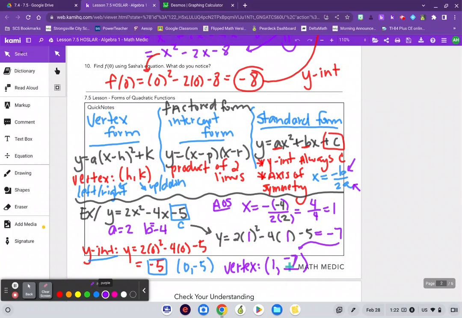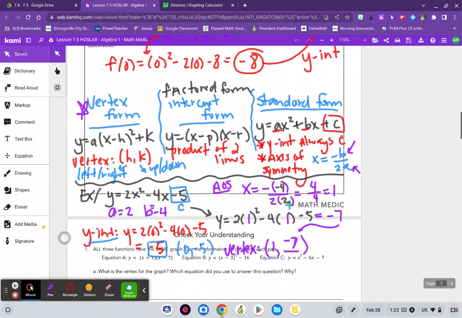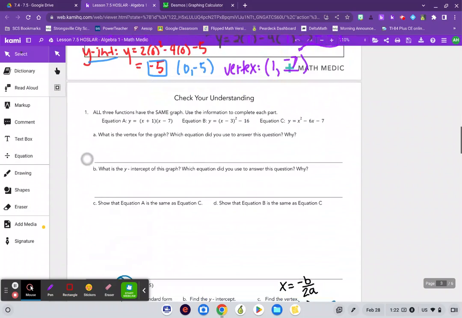Now, I would only do this axis of symmetry formula if I have standard form. But if I'm asked for the vertex or axis of symmetry and I have vertex form, I don't have to do all that work I just did. I can pick that vertex out from the equation that's given. I just want to make that clear by actually working on part 1 here with you, okay? Part 1 says all 3 functions have the same graph. If I graphed any of these 3 in Desmos, they would all look the same.